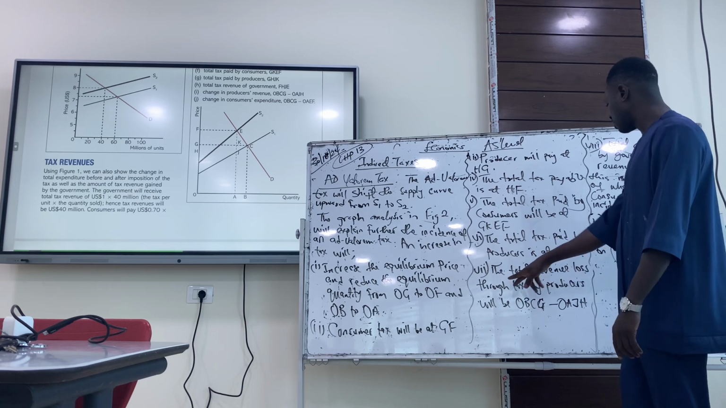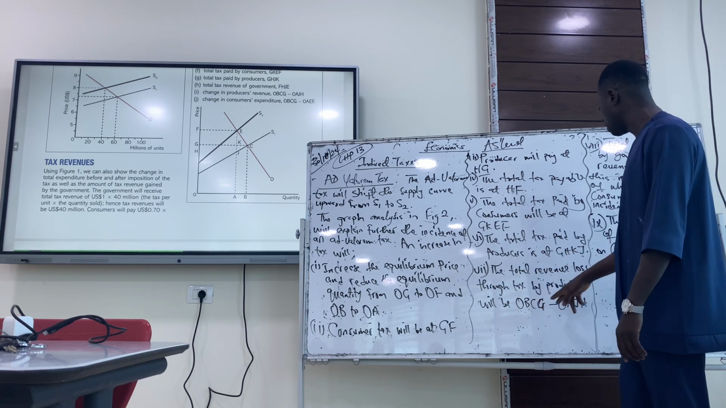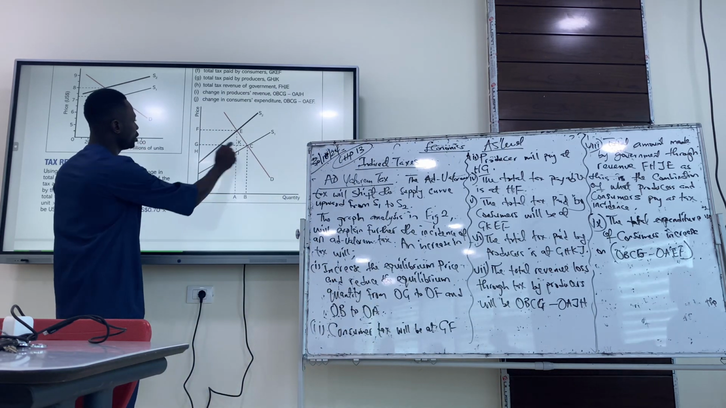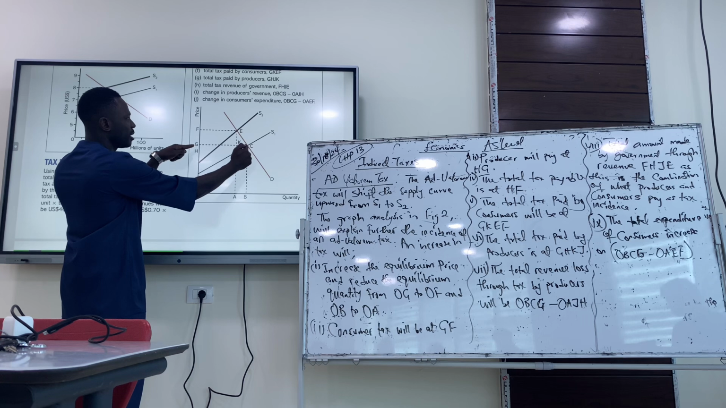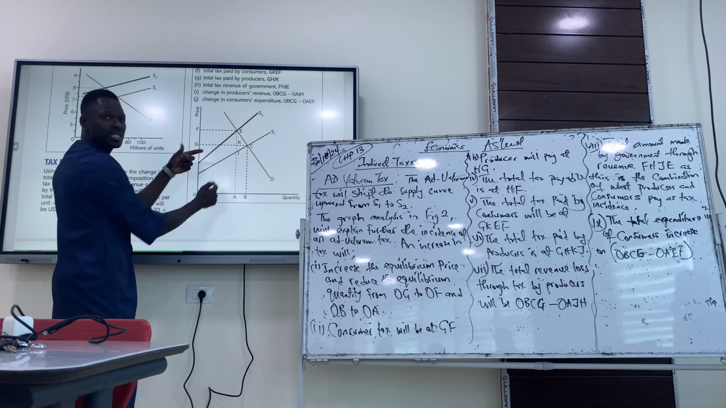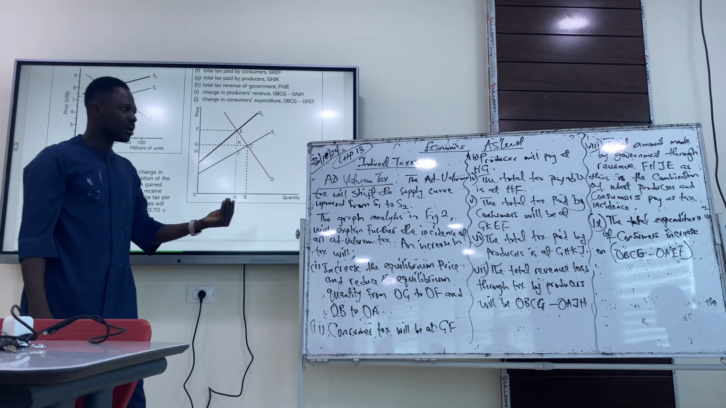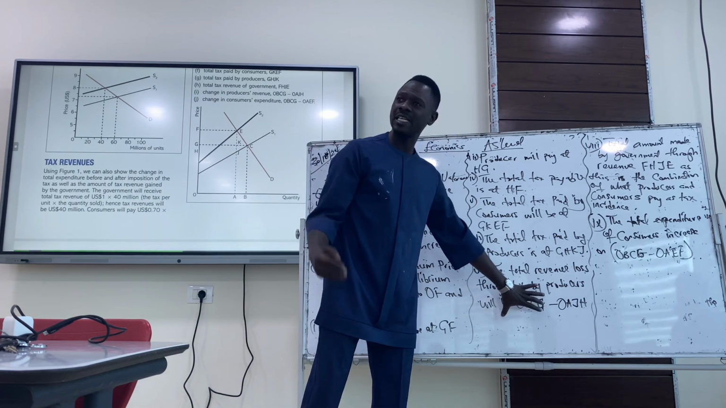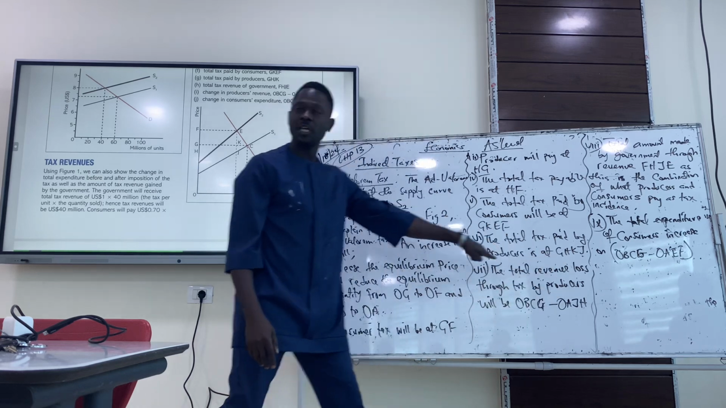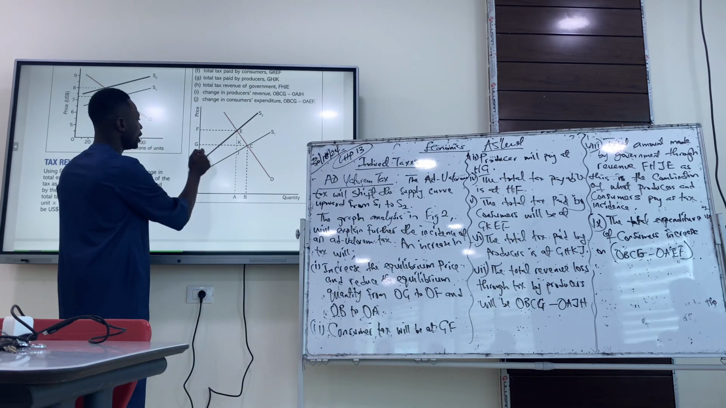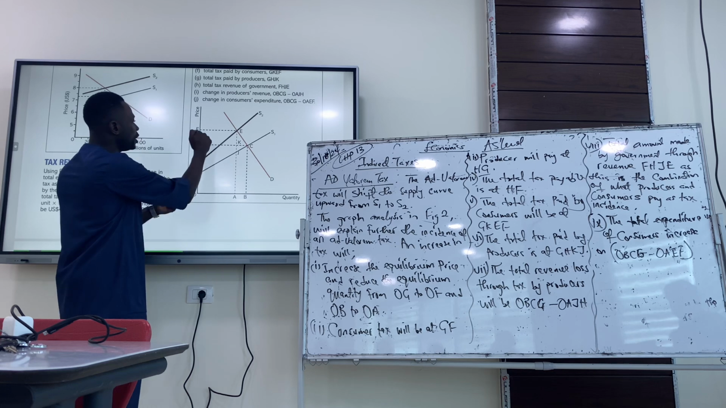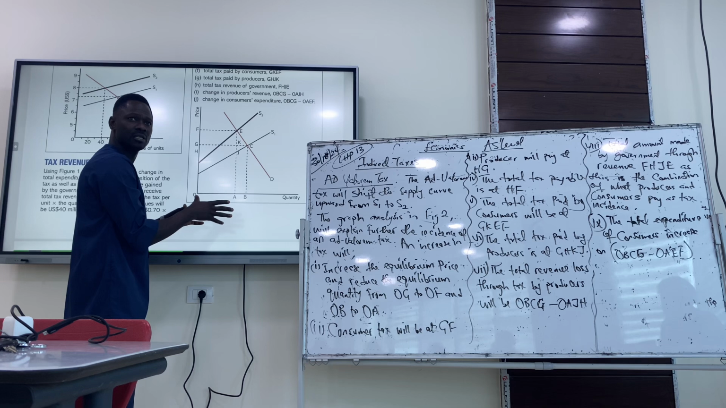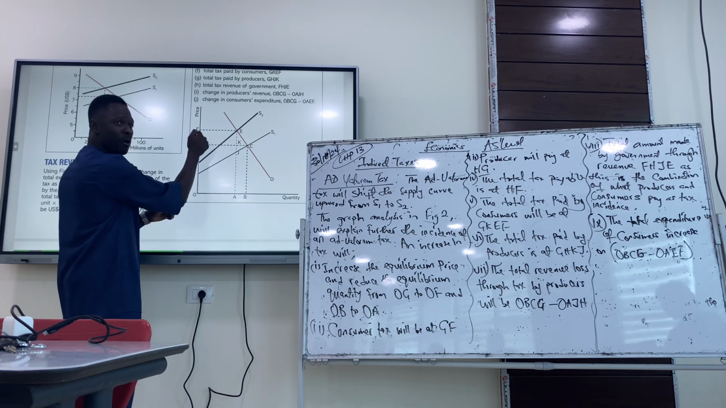The total revenue loss through tax by producers will be OBCG minus OAJH. OBCG is what producers are supposed to pay. But now they are paying this, so that's the difference. Do you get it or not? Yeah. Producers are supposed to pay OBCG. But now that there's an increase in tax, they have to pay OAJH. This is what they're going to pay, because they pay at GH. OAHJ is what they're going to pay in terms of tax for producers. Consumers pay above it.